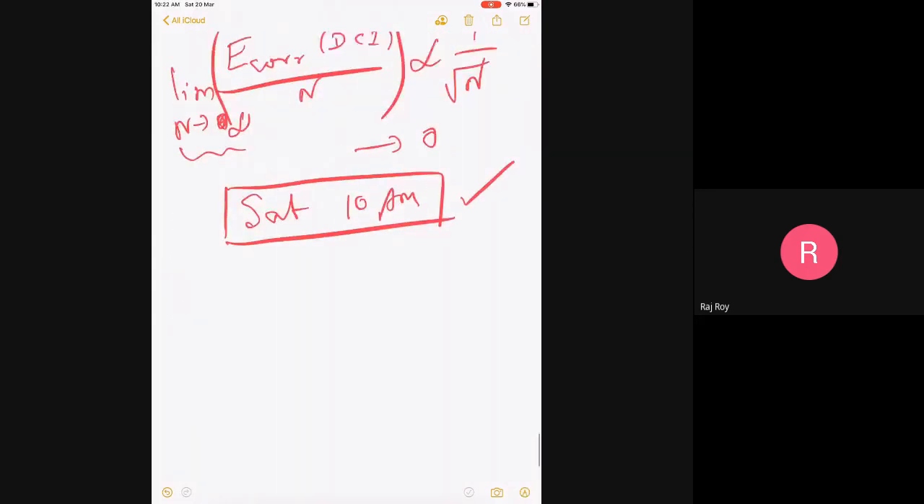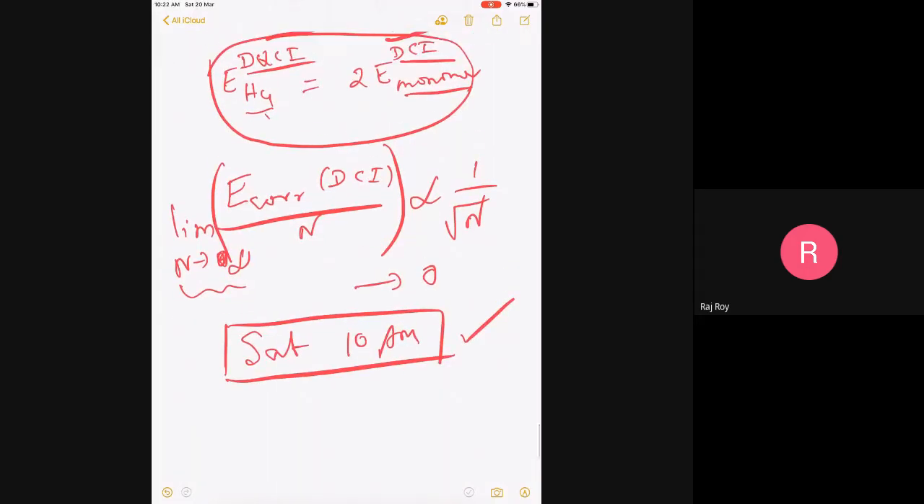Is that all right? With this today, I will move now to DQCI, which is doubles and quadruples CI, and see what results we get from the doubles and quadruples CI.